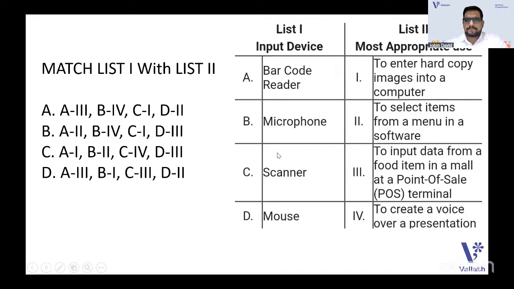Maybe D, it is to select items from a menu. So D2. So obviously you can go with option A, because A3, B4, C1. That is the answer. The barcode reader is to input data from a food item in a mall at a point of sale terminal. Then B4, and C, the scanner, to enter hard copy images into a computer. That's correct. Yes, A is the option.